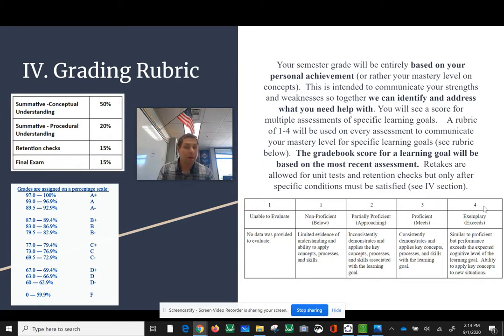A 4 is exemplary, meaning that the student has surpassed the expectations of that particular learning target. So you'll see a 4 in procedural, which means, hey, they're doing fantastic with procedural. If you see a 3 in their procedural or DOK 1 and 2, then that means they are proficient, but they are making some mistakes. That's how you can read this scale.